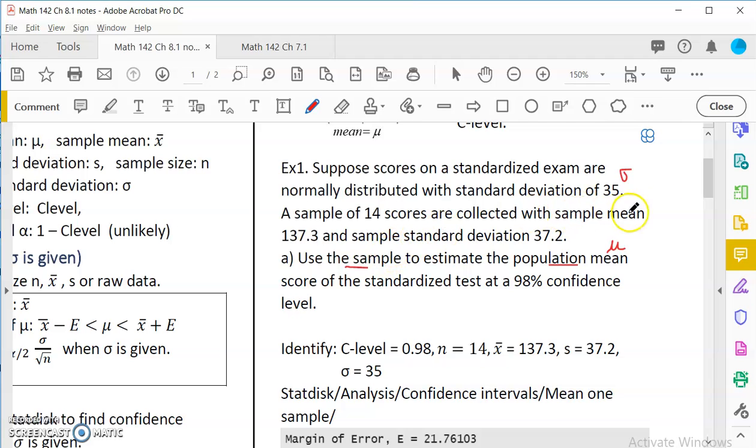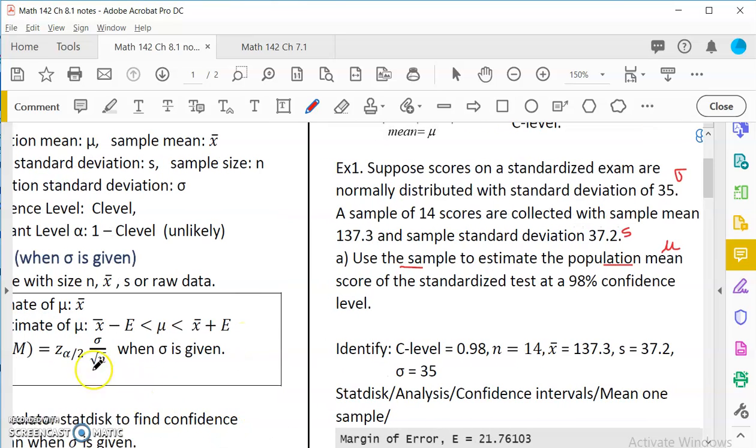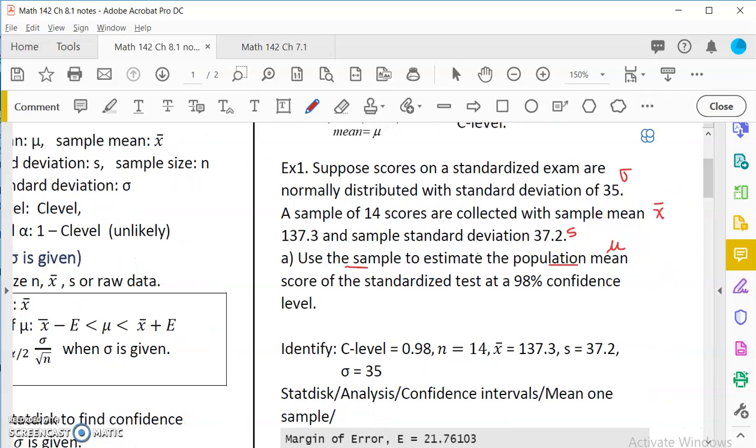137.3. So sample mean is X bar, right? And the sample standard deviation of 37.2. So that's s. So just be careful. There are two standard deviations here. This is the sample standard deviation. This is the population standard deviation. We use this to calculate the margin of error, because the margin of error's formula is what? z alpha over 2 times sigma over square root n. The standard error is sigma over square root n.